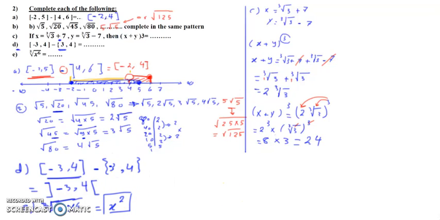So the answer here will be 24 as here. So this is 24, and this is the open interval negative 3 and 4, and the answer will be x squared.